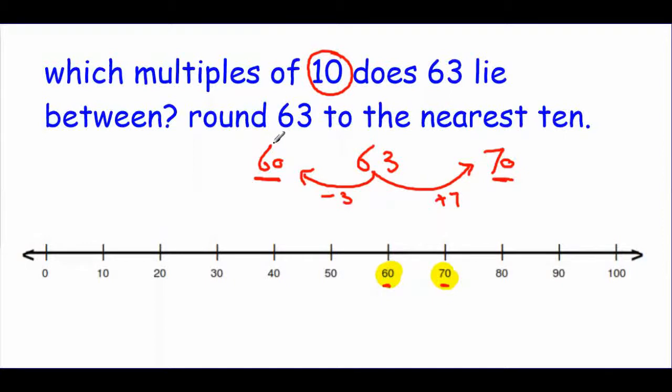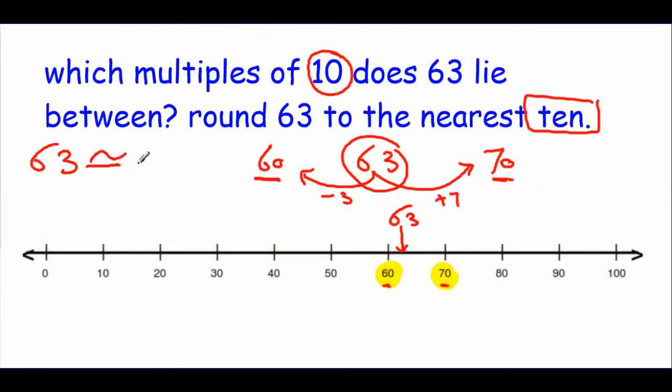And this is the meaning of rounding. Rounding to the nearest 10 means telling what multiple of 10 is closer to my number. So 63 is closer to 60 than 70. I will locate it here, 63. And 63 rounded to the nearest 10 is 60. So I will consider 63 as 60 when I estimate some calculations.